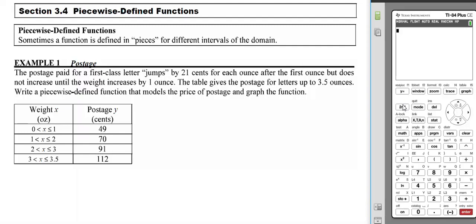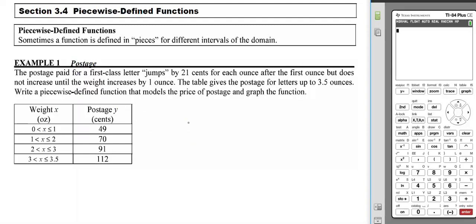The postage paid for a first-class letter jumps by 21 cents for each ounce after the first ounce, but does not increase until the weight increases by 1 ounce. The table gives the postage for letters up to 3.5 ounces. Write a piecewise defined function that models the price of postage and graph the function.